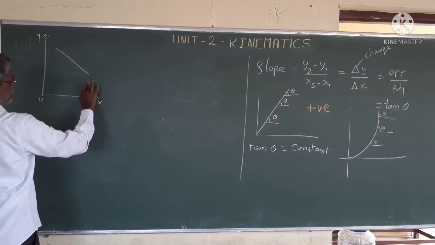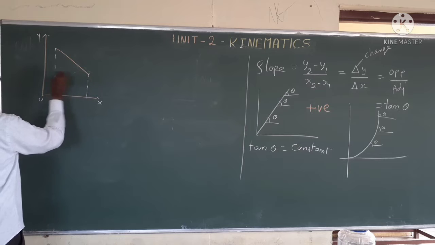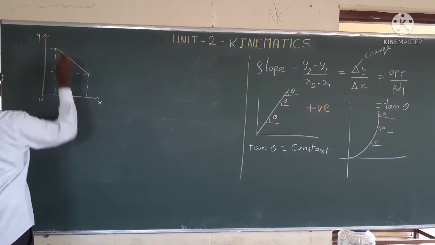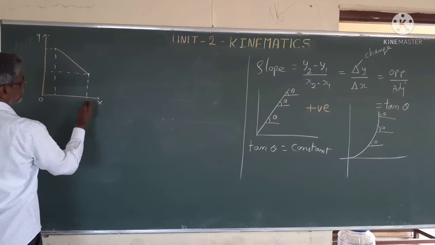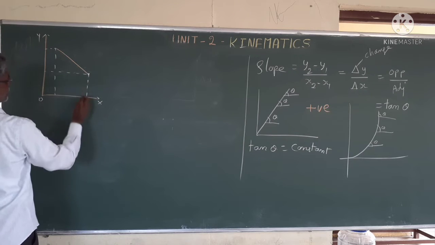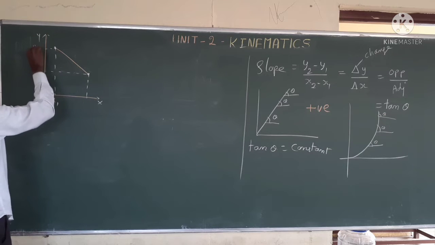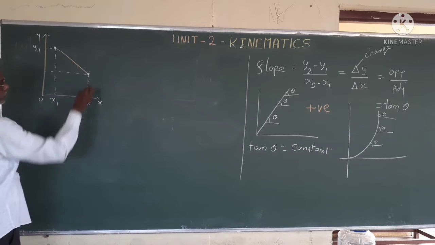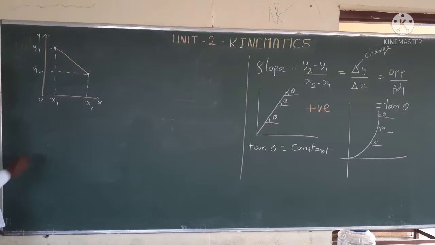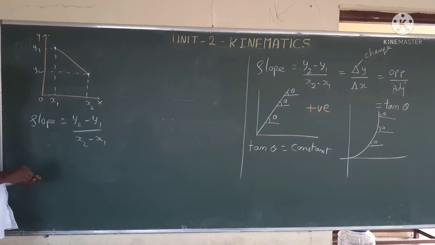Now for this line, I can write this point as x1, y1. If I take this other point, where the line goes from top to bottom, it is x2, y2. How to write the slope? Slope is equal to y2 minus y1 by x2 minus x1.